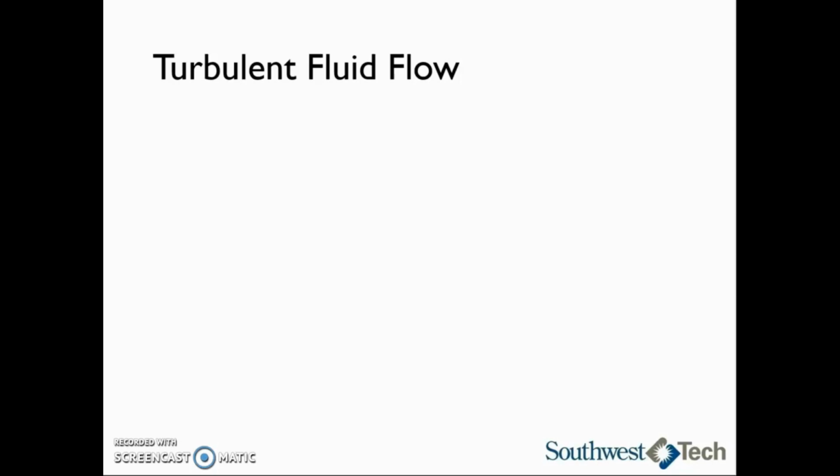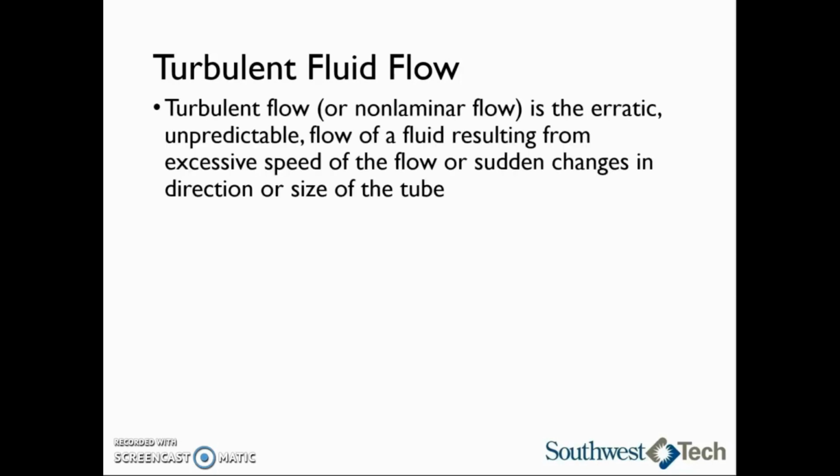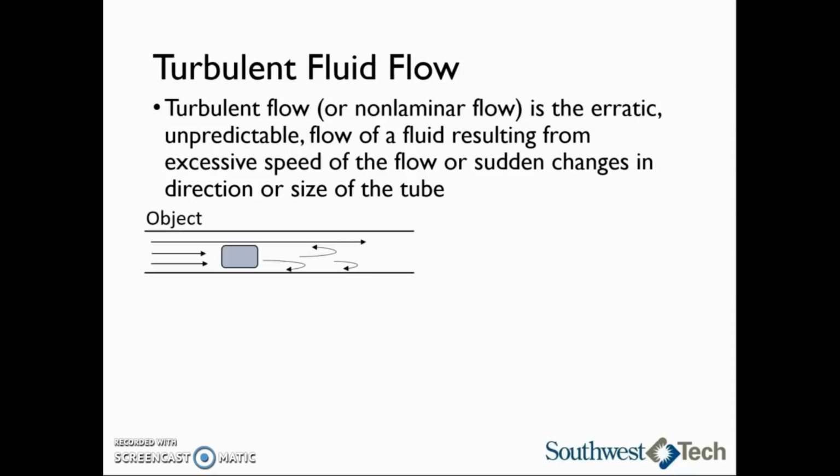The other type of flow is turbulent flow or non-laminar flow. This is the erratic, unpredictable flow of a fluid resulting from excessive speed of the flow or from a sudden change in the size or direction of the tube. In this first picture, there is an object that the fluid encounters. Upstream from the object, the flow is laminar, but downstream from the object, there's turbulent flow, meaning that the fluid is moving in all sorts of random directions.